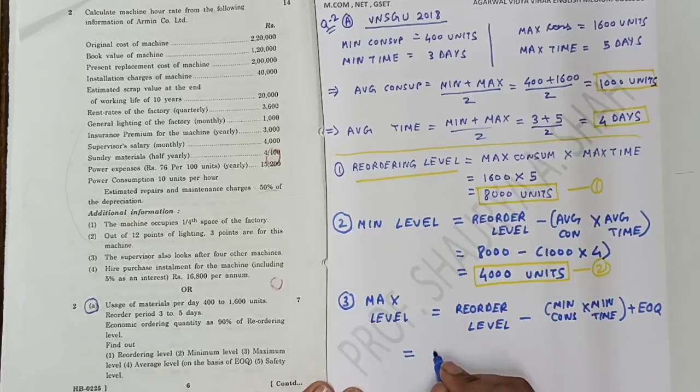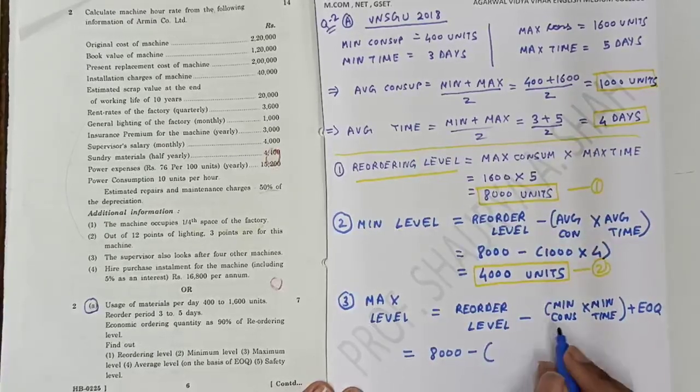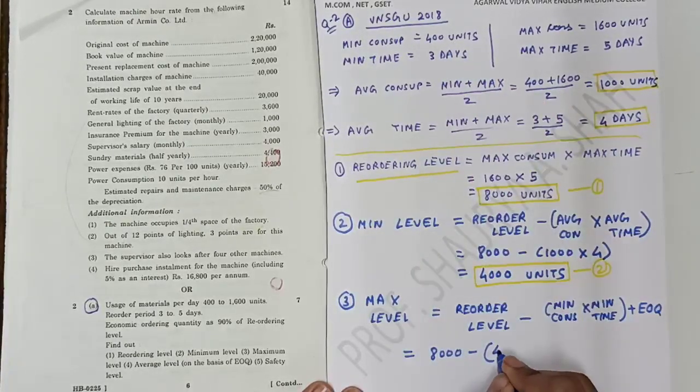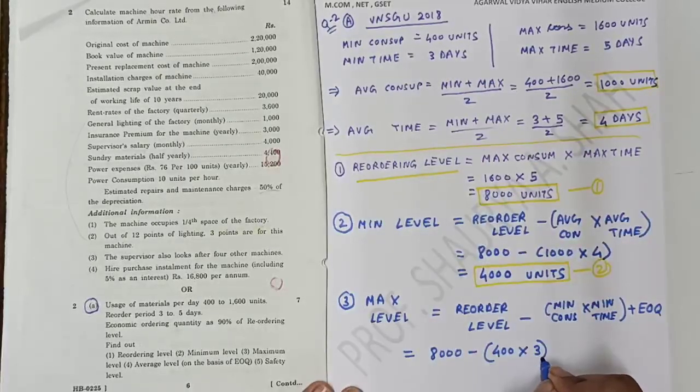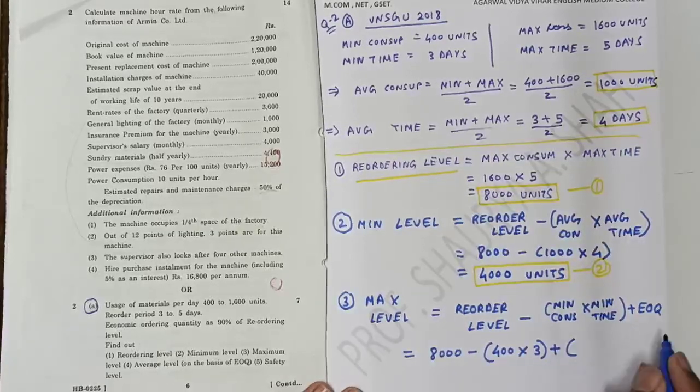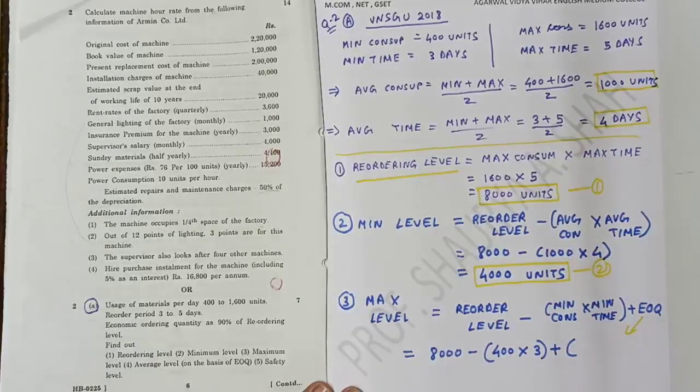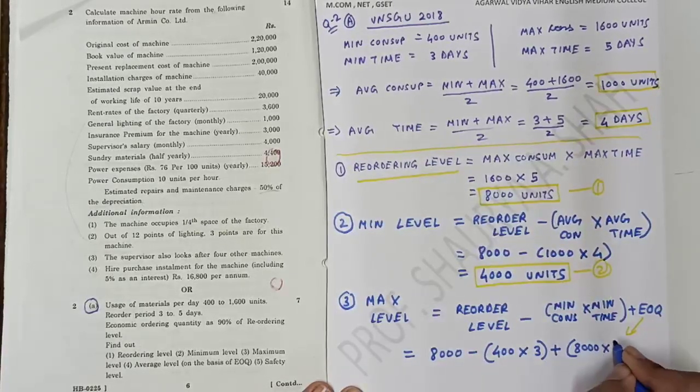So what is my reordering level? My reordering level is 8000 minus minimum consumption 400 into minimum time, that is 3 days, right? I suppose it is clear to everyone, plus EOQ. EOQ, how you can find out? EOQ is 90% of reordering level. So 8000 into 90%. I suppose it is clear to everyone.